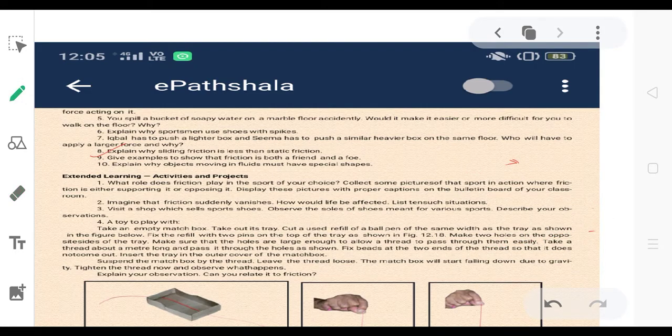Next is number 9. Give examples to show that friction is both a friend and a foe.